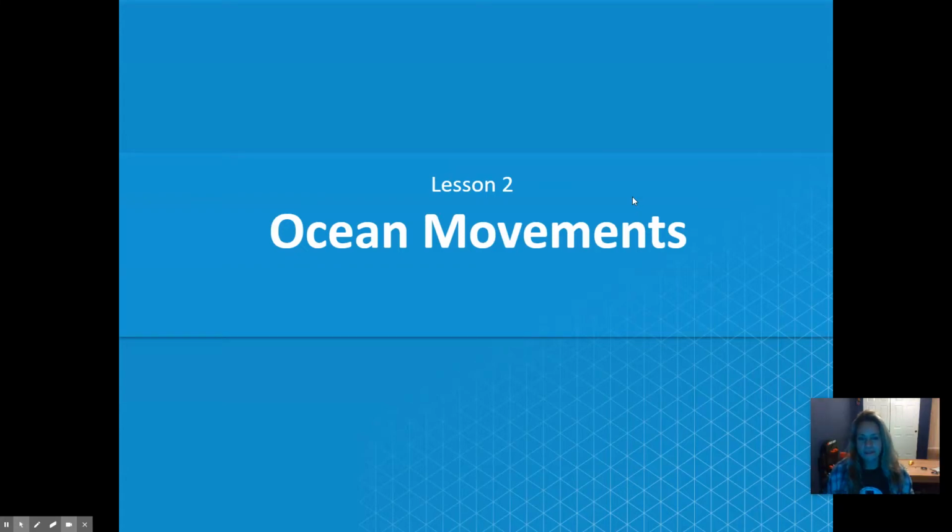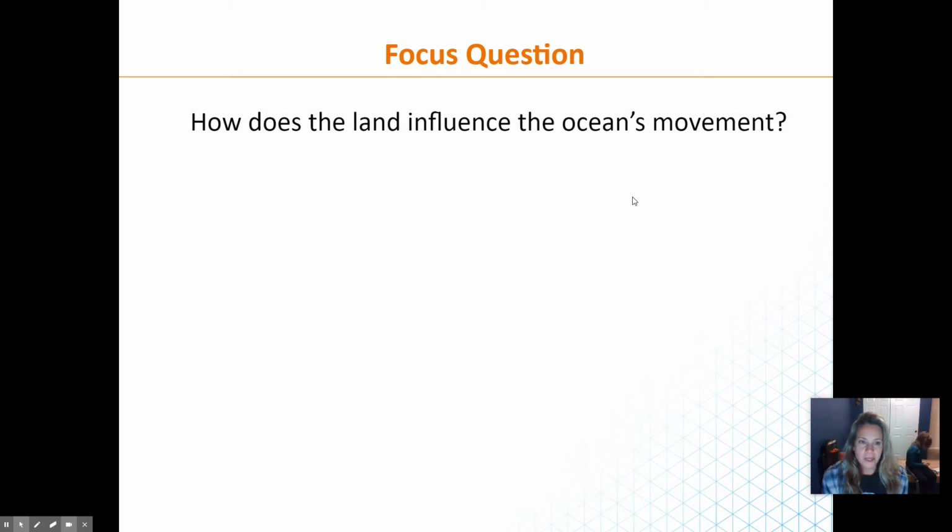Hello, this is Ocean Movements, which is lesson two. So the focus question today: how does the land influence the ocean's movement? We've got different ocean currents that are influenced by the winds, but obviously when you've got continents in the way, then the ocean currents have to move around. And it causes them to form circular patterns, kind of similar to the wind currents.